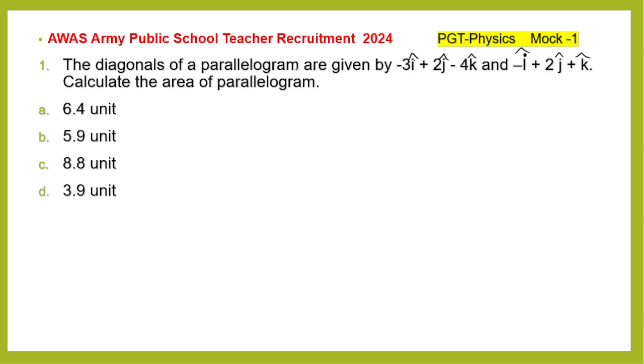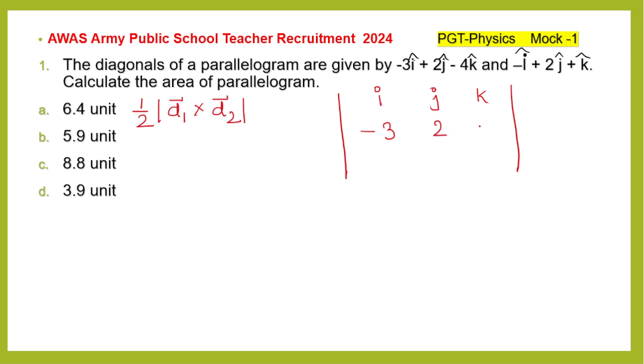The diagonals of a parallelogram are given by d1 and d2. Calculate the area of the parallelogram. The area of a parallelogram is half into the mod value of d1 cross d2. Here d1 and d2 indicate the two diagonals of the parallelogram, so at first we calculate the cross product of these two diagonals, d1 and d2. So let's arrange these two vectors as per the requirement.